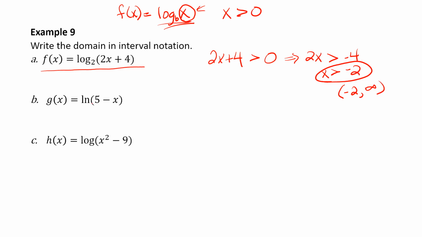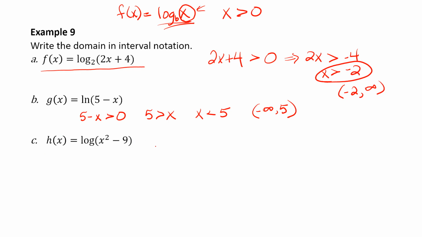For part B, g of x equals natural log of 5 minus x. Again, all we need to worry about is that the argument is positive, because we can always find an exponent to put on e to get whatever that number is, as long as it's positive. So 5 minus x is greater than 0, which means that 5 is greater than x. In other words, x is less than 5. So we have negative infinity up to 5 for the domain.